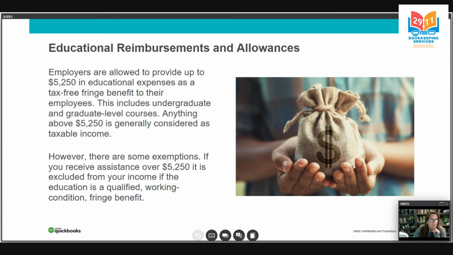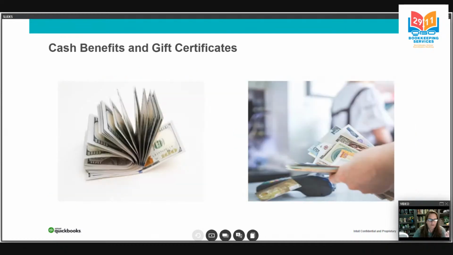Educational reimbursements and allowances. Employers are allowed to provide up to $5,250 in educational expenses as a tax-free benefit to their employees. This includes undergraduate as well as graduate levels. Anything over that $5,250 is considered taxable income. There may be exceptions. If you receive assistance over that $5,250, it's excluded from your income if the education is a qualified working condition fringe benefit.